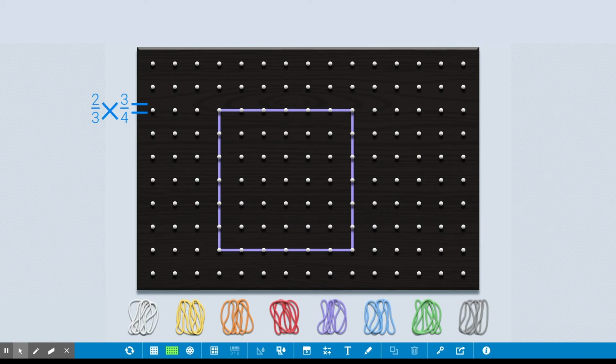Here we are going to use the Geo board to solve the same problem, 2/3 times 3/4. I have my representation on the Geo board, and I have my abstract model up here. So step one, I need to create my whole. So I've created a square in purple for my whole. Now, I'm thinking of the problem as 2/3 of 3/4. So step one is to split my whole into fourths.